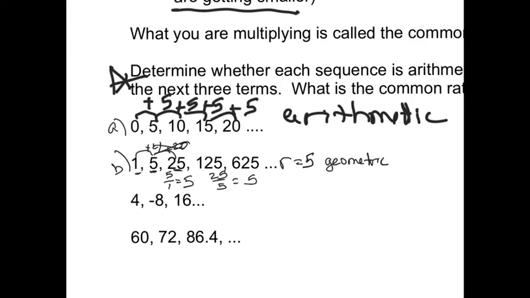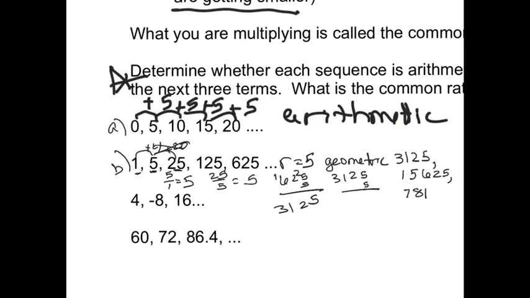So I'm going to multiply it by 5. So 625 times 5 is 3,125. Then I'm going to do 3,125 times 5, and I get 15,625. And then I'm going to do this times 5: 78,125. Those are my next 3 terms. All right. You guys do C by yourself. Hit the pause button.